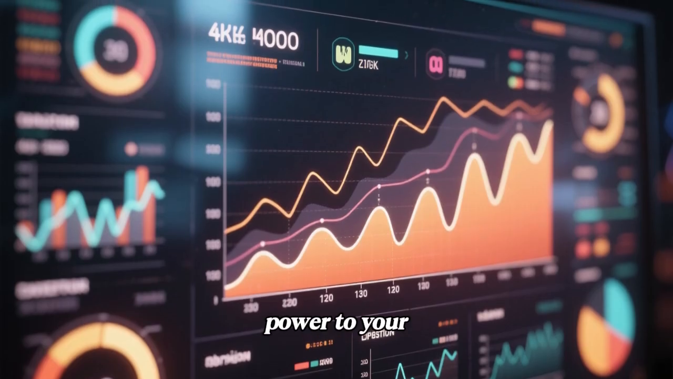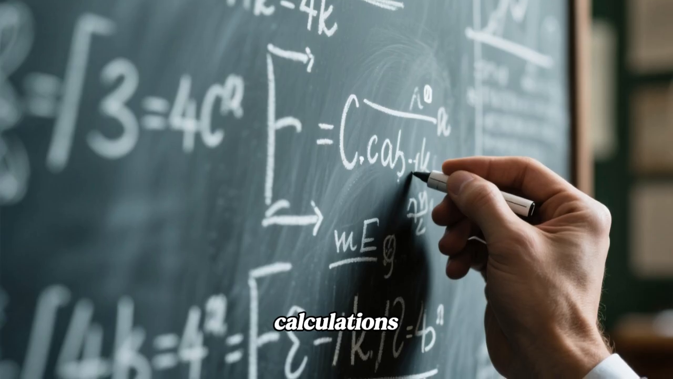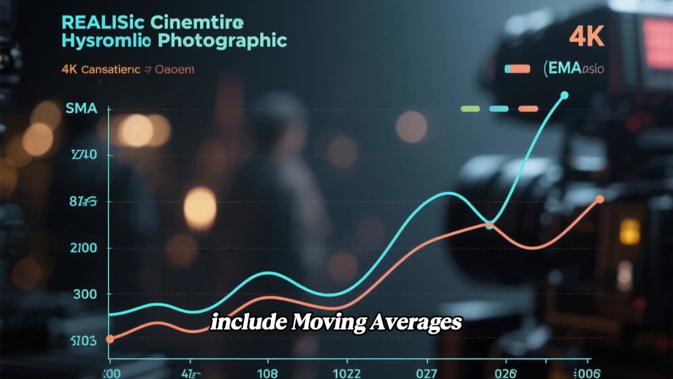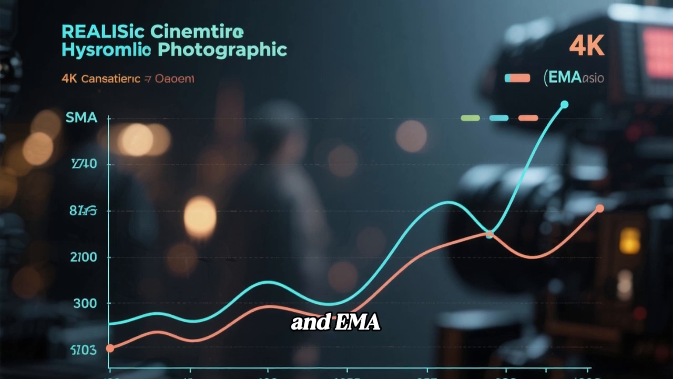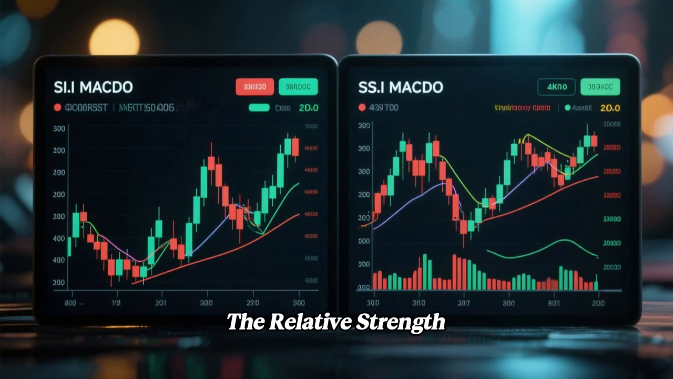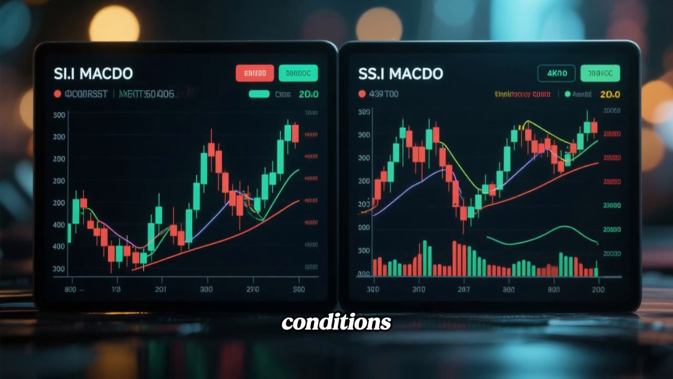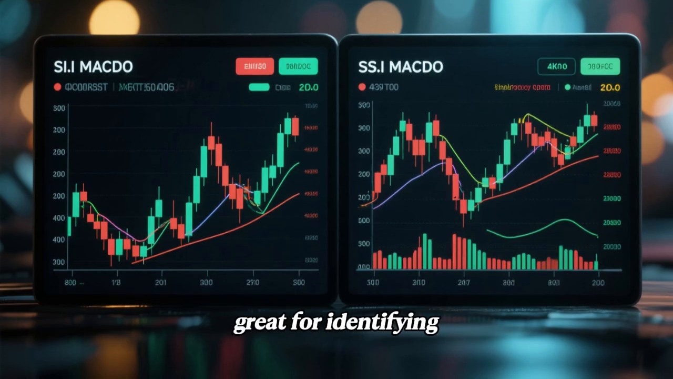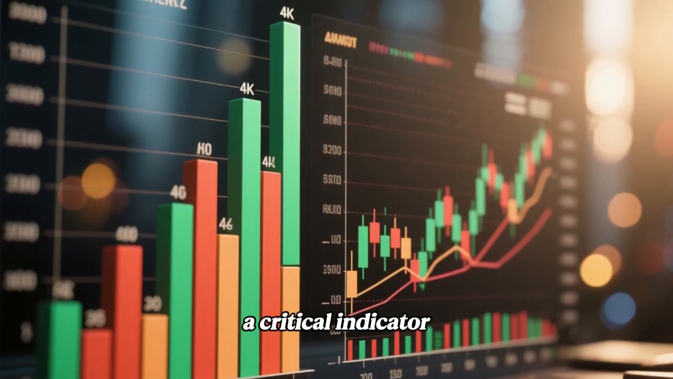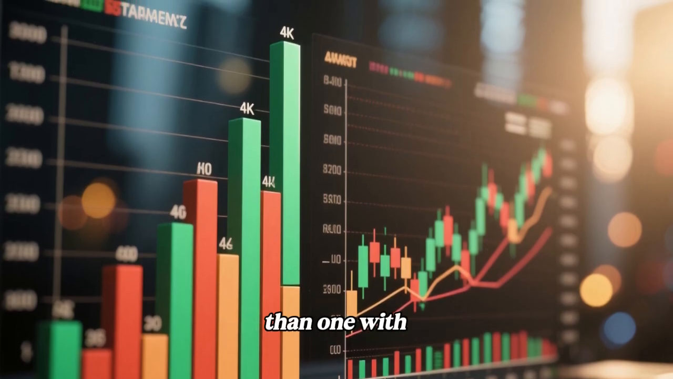To add more power to your analysis, we use technical indicators. These are mathematical calculations based on price, volume, or both. Some popular ones include moving averages, like the SMA and EMA, which help smooth out price action and show the trend direction. The Relative Strength Index, or RSI, helps you spot overbought or oversold conditions. And the MACD is great for identifying momentum and potential trend changes. Volume is also a critical indicator. A price move with high volume is much more significant than one with low volume.